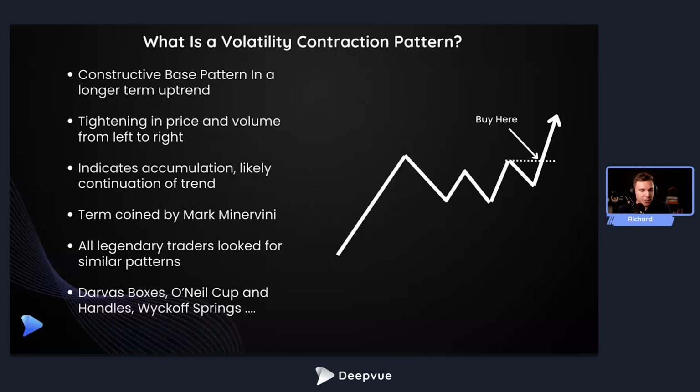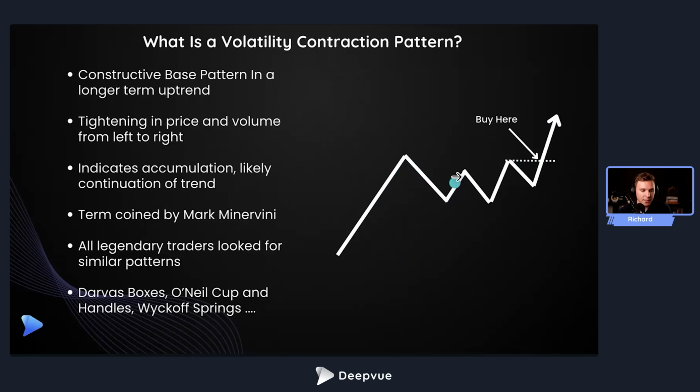So getting into the bullets a little bit, a VCP is basically constructing a base pattern within the context of a longer term uptrend. And this is really key here. It's a continuation setup, meaning that we've got an existing trend going. We compress, form a base consolidation, and then we're looking for an entry point that completes the overall pattern and leads to that next leg up, that next expansion.